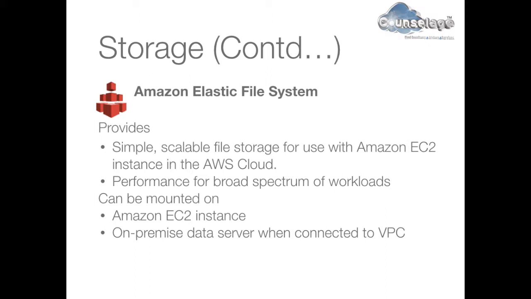It provides performance for a broad spectrum of workloads and applications, which can include big data and analytics, media processing workflows, content management, web serving, and home directories, as it is designed for high availability and durability. When mounted on Amazon EC2 instances, an Amazon EFS file system provides a standard file system interface and file system access semantics. This allows you to seamlessly integrate Amazon EFS with your existing applications and tools.